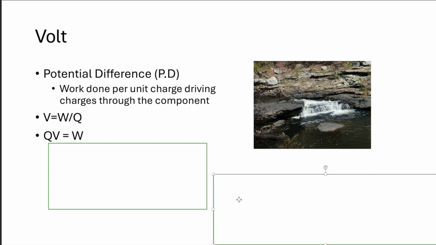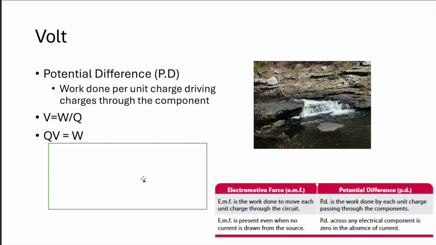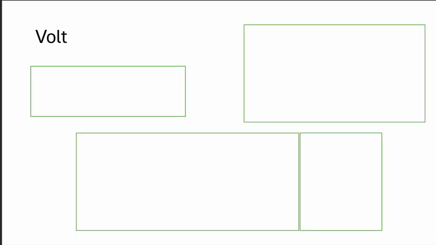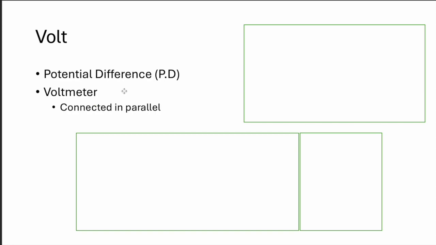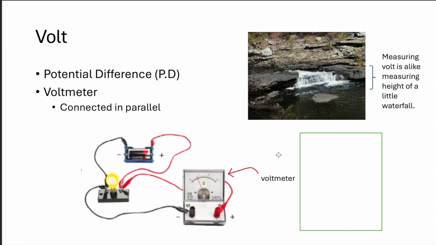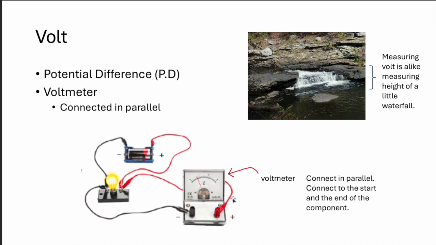So these are some differences between EMF and PD. Just know that EMF is the whole circuit and PD is talking about a particular component. And measuring volts, with all this talk about water slides, is like measuring the height. Every component has its own little slide, and you connect the voltmeter in parallel because you want to find the top height and the bottom height of the slide, and let the voltmeter do its job for you to find the potential difference.